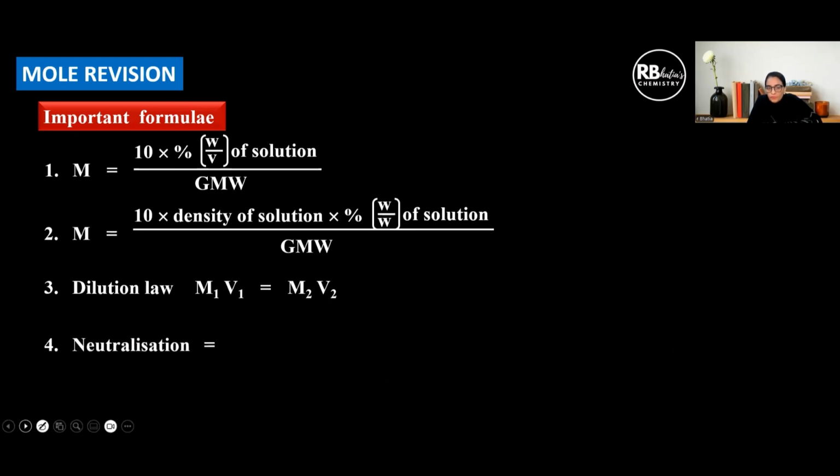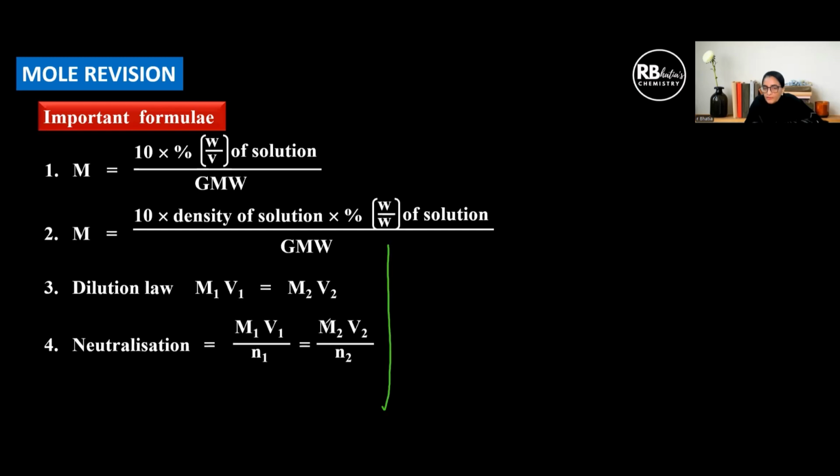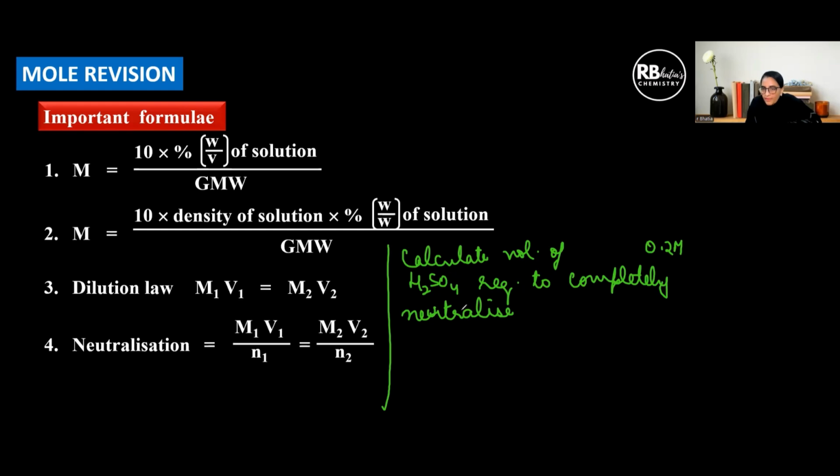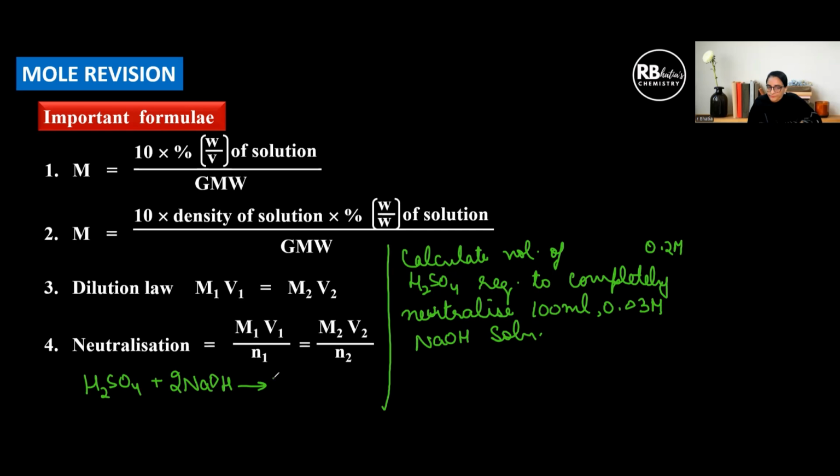The next formula is neutralization reaction, where we are going to use M1V1 upon N1 is equal to M2V2 upon N2. Now, where do we use this formula? This formula is to be used for complete reaction. For example, I ask you, calculate volume of 0.2 molar sulfuric acid required to completely neutralize 100 ml 0.03 molar sodium hydroxide solution. Okay, so what is the reaction? Sulfuric acid reacts with sodium hydroxide to give Na2SO4 plus 2 water.